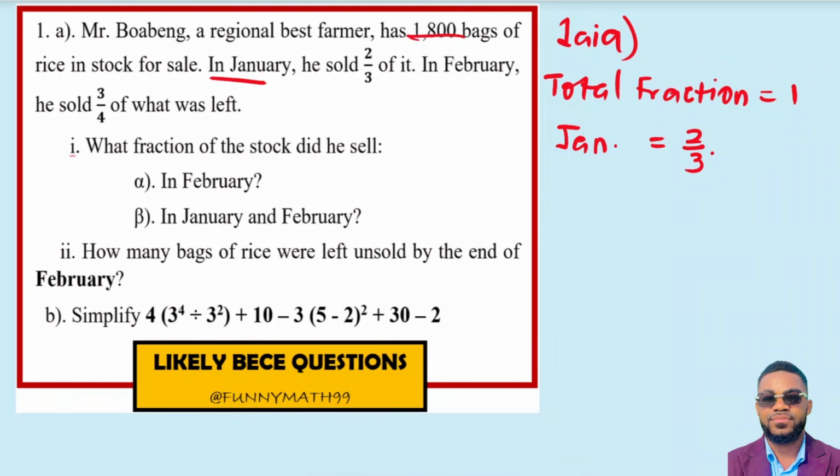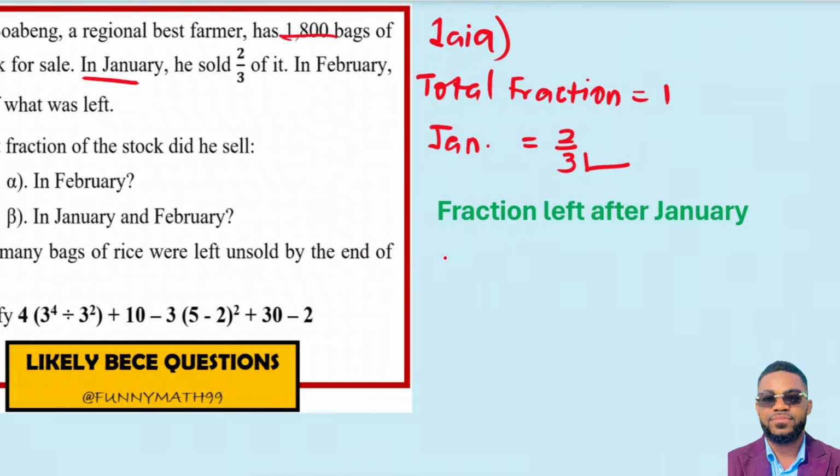So, let's get what was left after January. Now, this was sold in January. To get what was left after January, we just have to subtract 2/3 from 1. Remember, 1 is the total fraction. So this is going to be the fraction left after January, and that's going to be 1 minus 2/3. The reason is that the total is 1, and now we have used 2/3 in January. So after January, it will be left with the remainder.